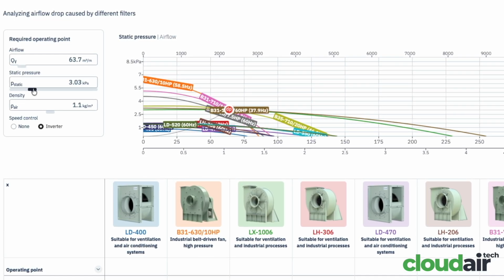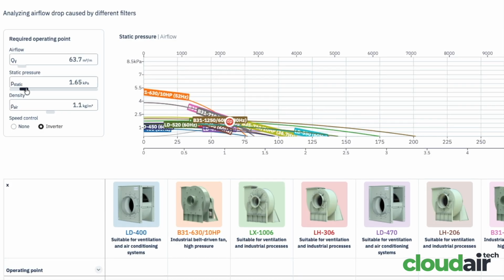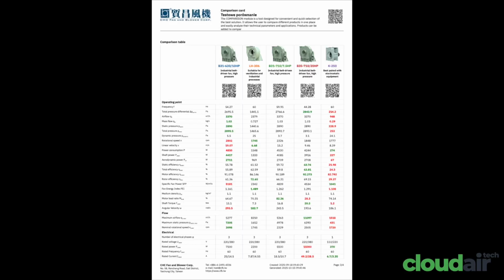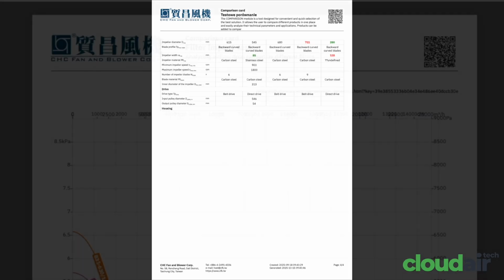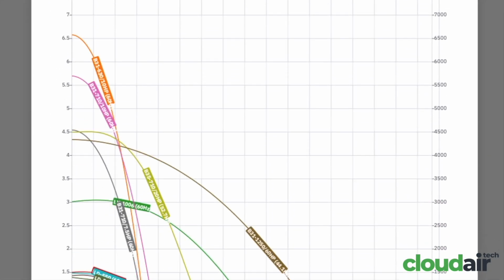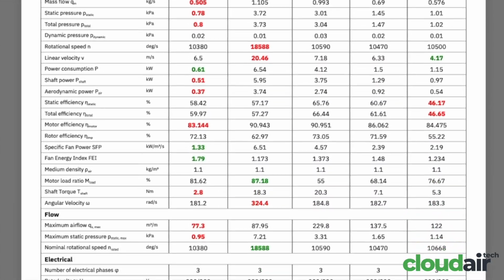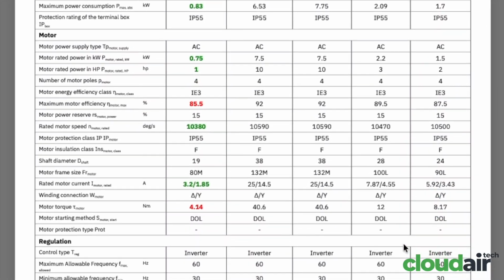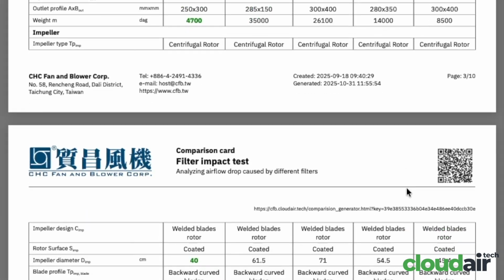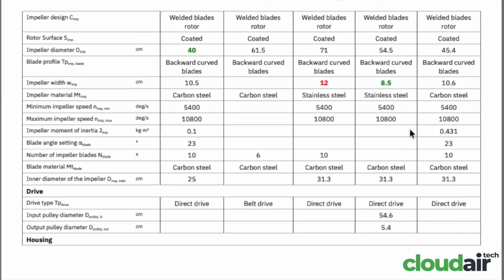Once the comparison is complete, a professional PDF report can be generated, including performance charts and full technical specifications, ready to download, share, or present to clients. The Comparison module empowers users to identify the optimal solution faster, easier, and more precisely, saving time and increasing confidence in every selection.